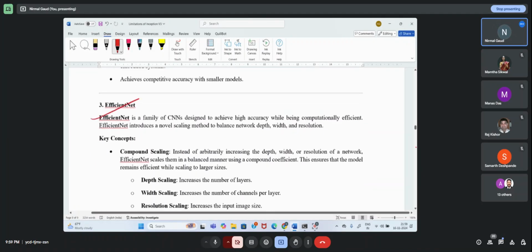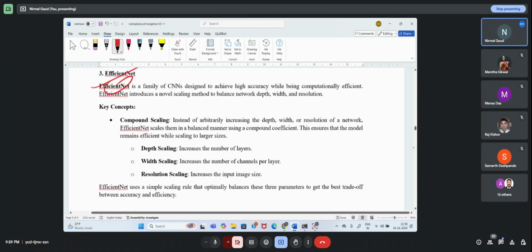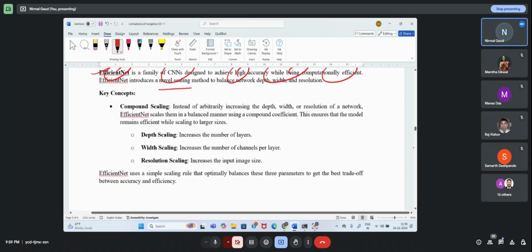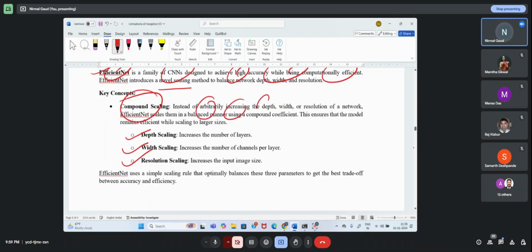Okay, EfficientNet. EfficientNet is a family of again CNN pre-trained models which give high accuracy, which scale. Actually, it's a scaling technique. It performs compound scaling. It increases the depth, it increases the width, it increases the resolution. That's what EfficientNet does. It increases depth, width, and resolution of a network in a balanced manner. This is called compound coefficient, compound scaling. Obviously, there is maths behind it, but I am just introducing all these pre-trained architectures.